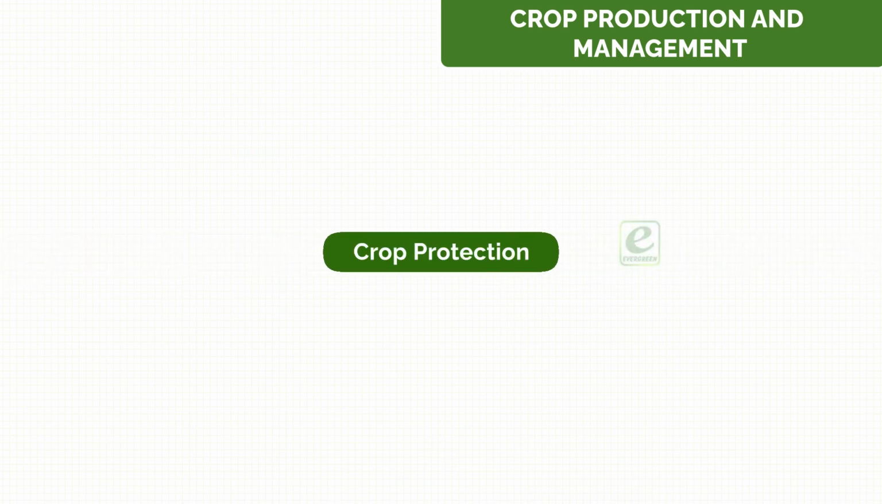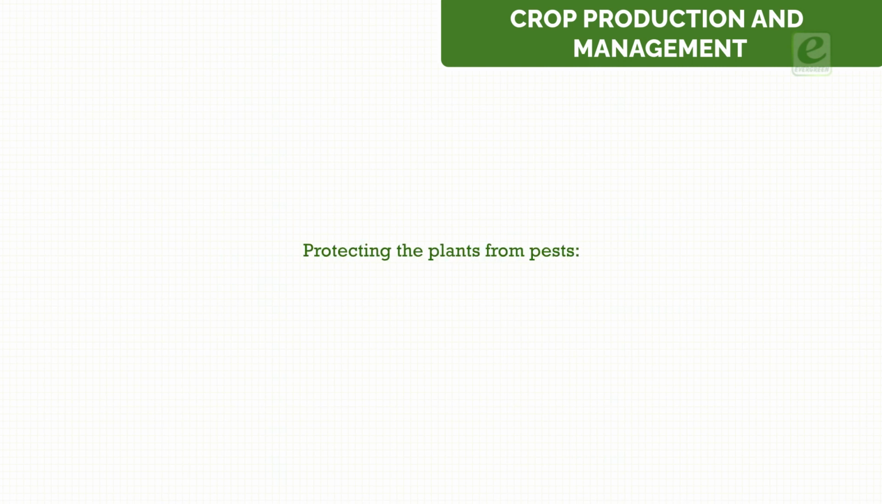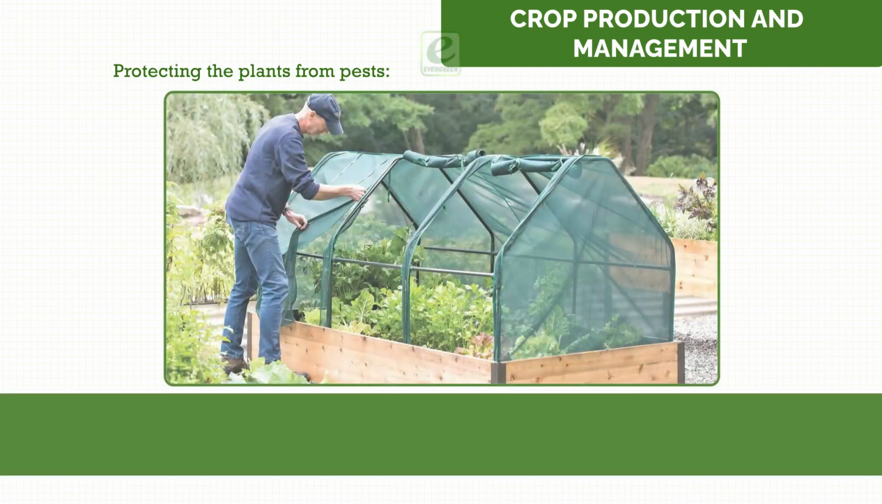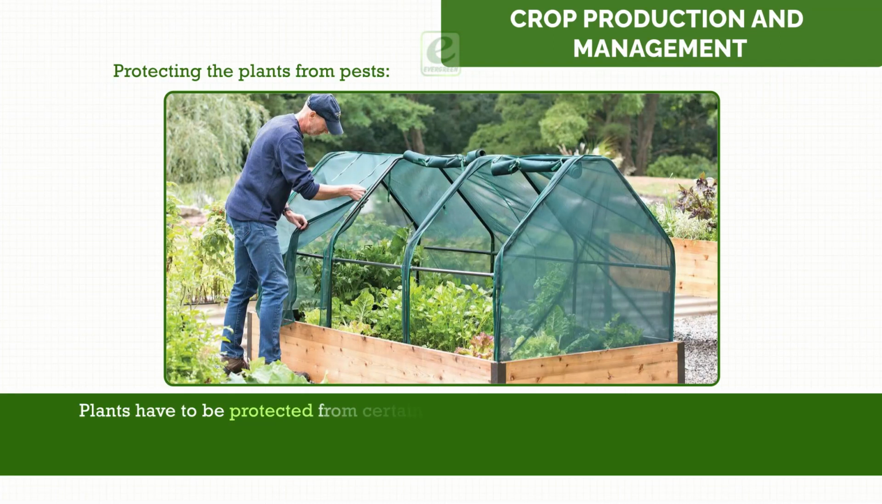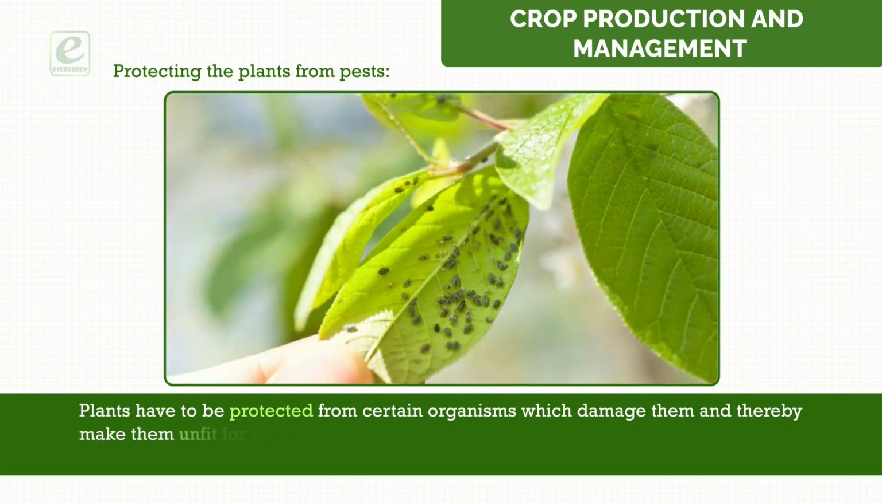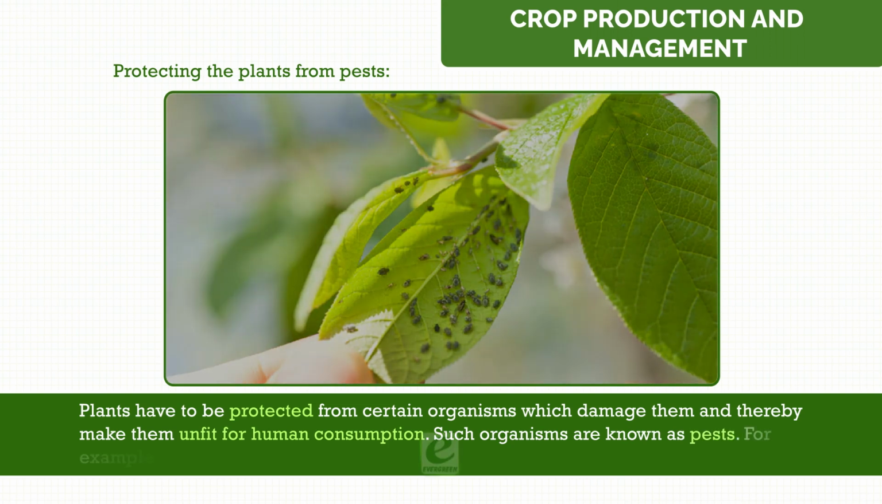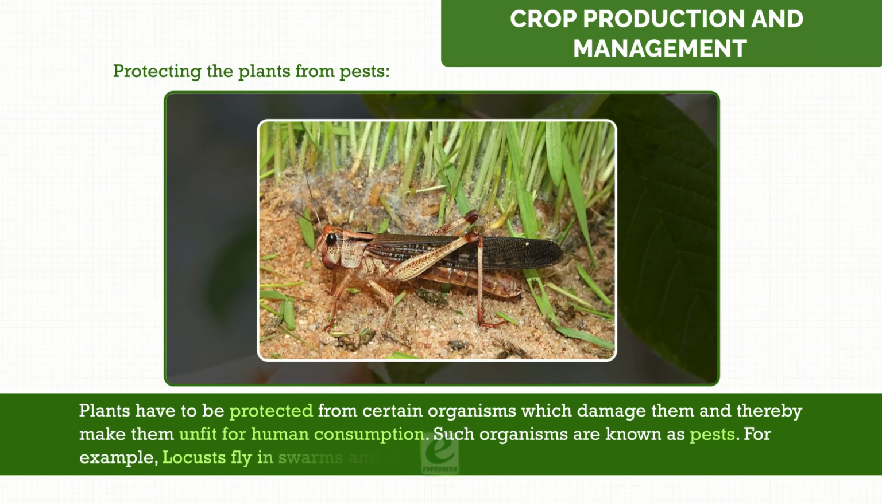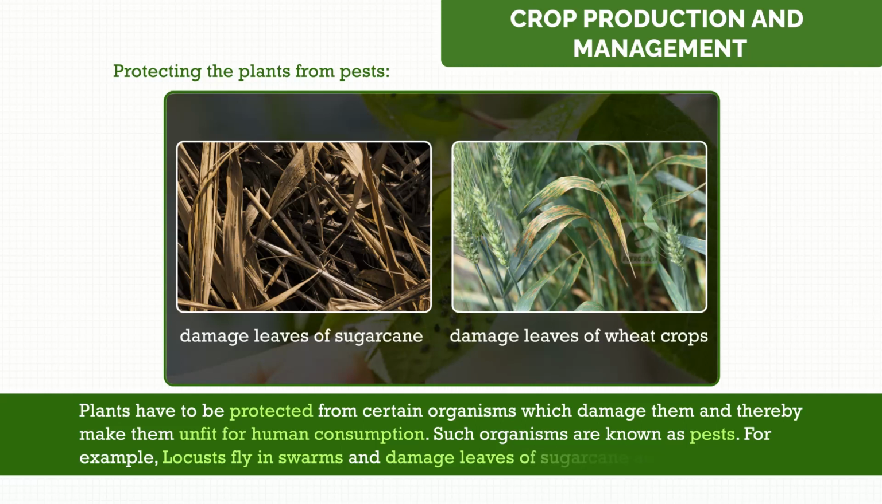Crop protection. Protecting the plants from pests. Plants have to be protected from certain organisms which damage them and thereby make them unfit for human consumption. Such organisms are known as pests. For example, locusts fly in swarms and damage leaves of sugarcane and wheat crops.